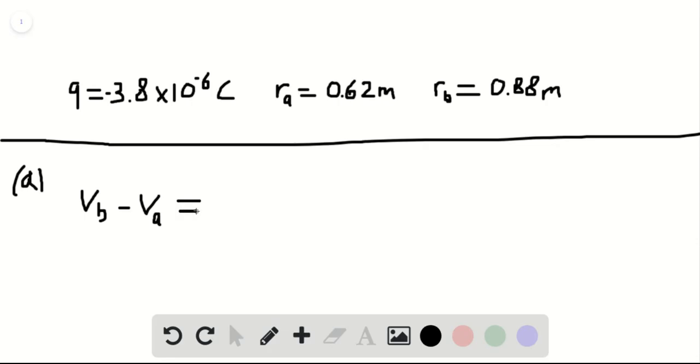Well, we can do that using equation 17-5, which says that the potential is equal to the constant K, which is 1 over 4 pi epsilon naught. It's equal to 8.99 times 10 to the 9 newtons times meters squared per coulomb squared. So it's KQ divided by the distance, R, in this case, R sub B. But the potential V sub A is also going to have the same K and Q value. So we're just going to pull that out front. So this is equal to KQ times the difference between 1 over R sub B minus 1 over R sub A.